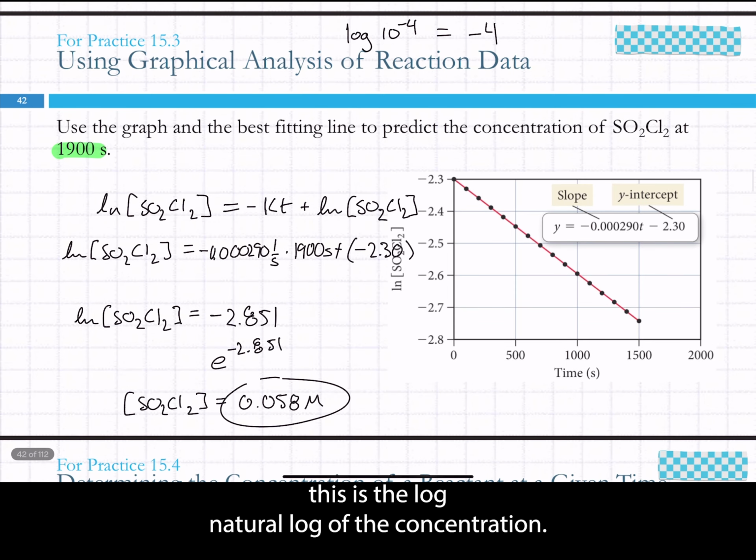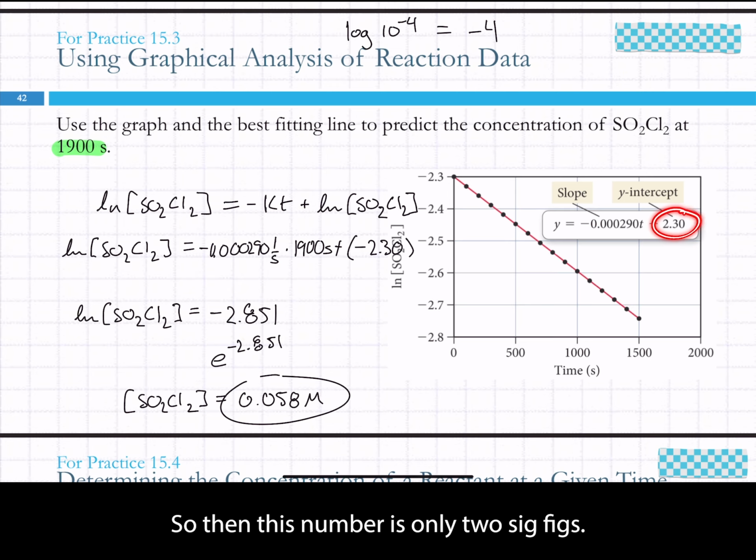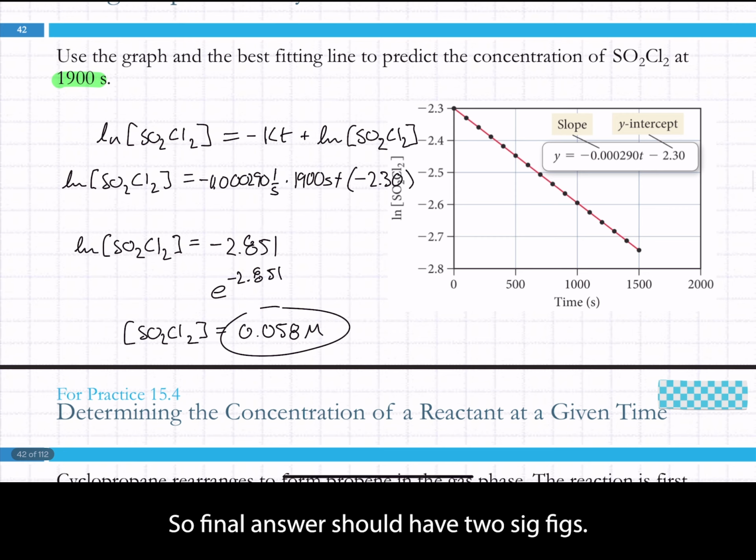But suffice it to say here, this is the natural log of the concentration. So then this number is only 2 sig figs. So the final answer should have 2 sig figs. Any questions? No? Guys are real quiet.